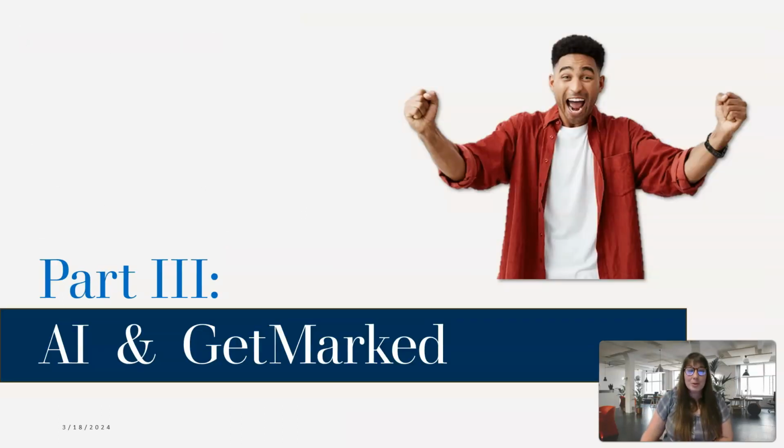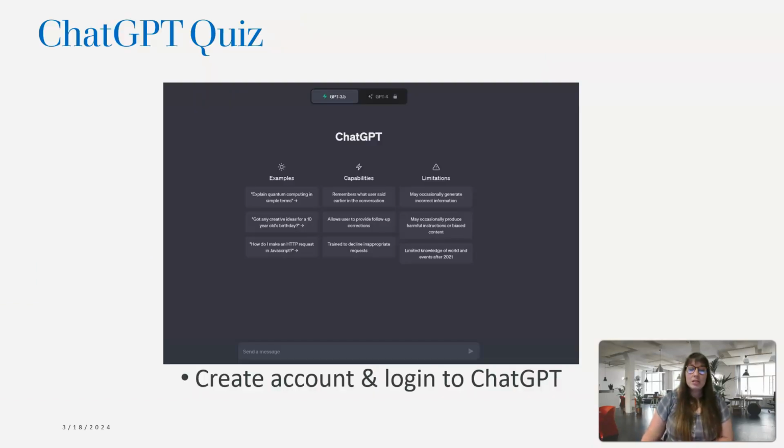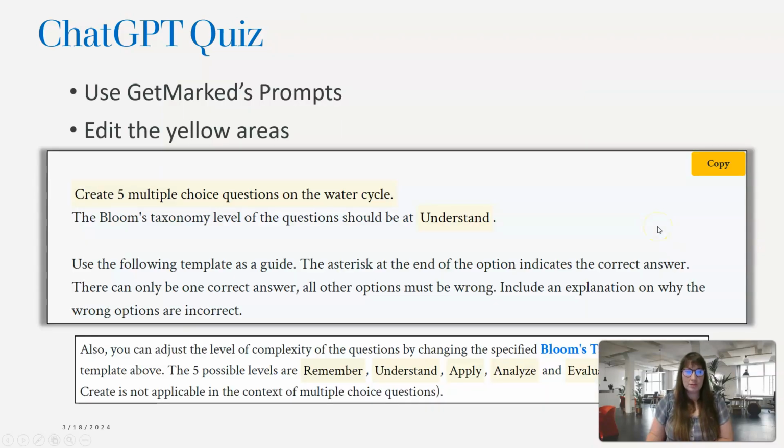All right, part number 3, almost done. So we're going to talk about GetMarked and AI, how you can use those together. And it's pretty simple. So if you haven't used ChatGPT before, and yes, there are other AI tools, this could work there as well. They're all pretty similar in that aspect. Create an account and log into ChatGPT. There is a paid and a free account. And I believe ChatGPT 4 is the one that's paid. So you can get the free account and it works just fine for this.